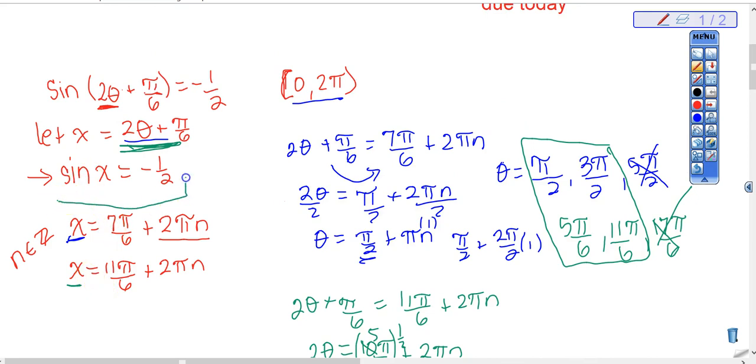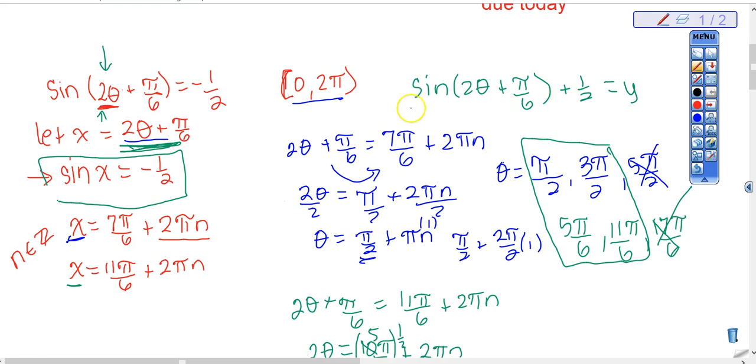Notice that the modified equation only had 2 solutions, and then the original equation had 4 because there were 2 cycles of the angle in 0 to 2 pi. So there should be double the amount of angles. And of course you could double check that in Desmos. You could type in sine of 2 theta plus pi over 6, close your parenthesis, and then add the half to the other side and set it equal to y, and look for the zeros, and you would find that those answers were the zeros of the equation. So that would be another way to check your answer. You could also do that with the graphing calculator.